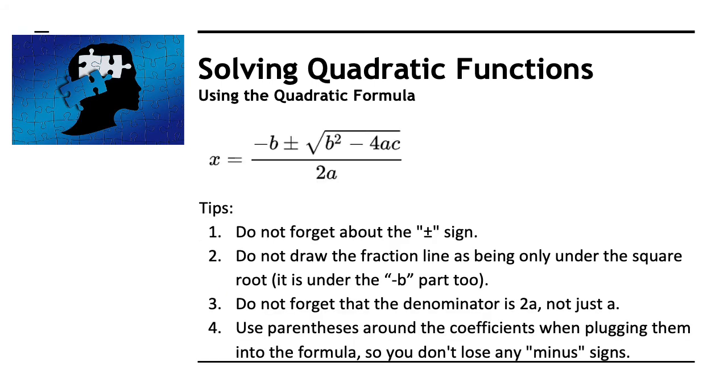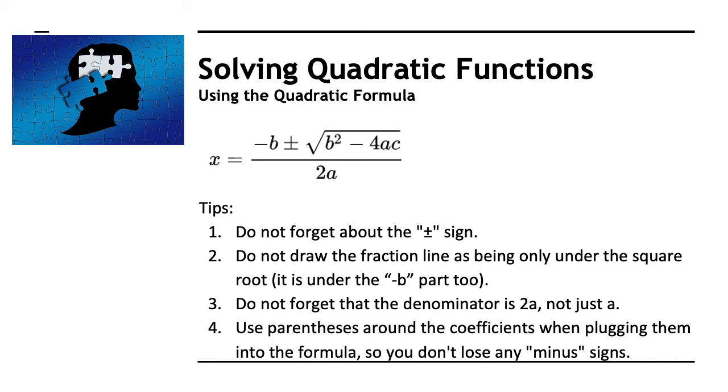While the quadratic formula can be tedious, the more effort you put into organizing your work, the easier time you'll have. The following tips should help you tackle these problems with ease. Number 1. Take care not to omit the plus or minus sign in front of the radical. 2. Don't draw the fraction line as being only under the square root, because it's under the initial negative b part as well. Don't forget the denominator of the formula is 2a, not just 2.